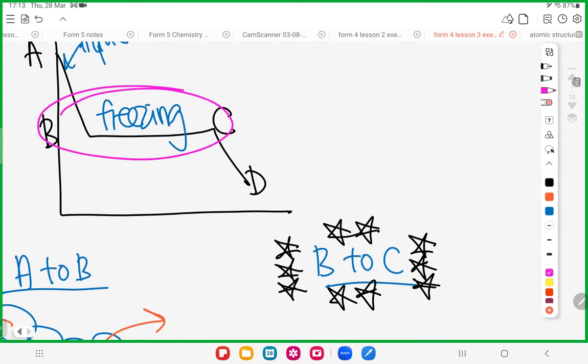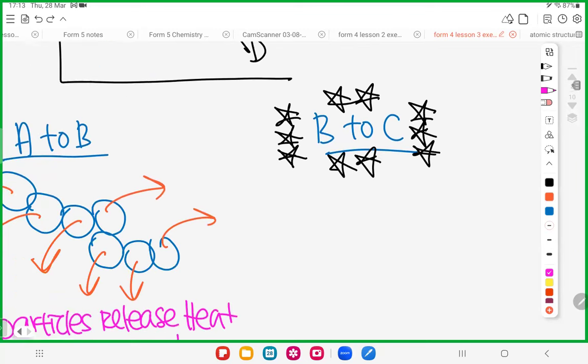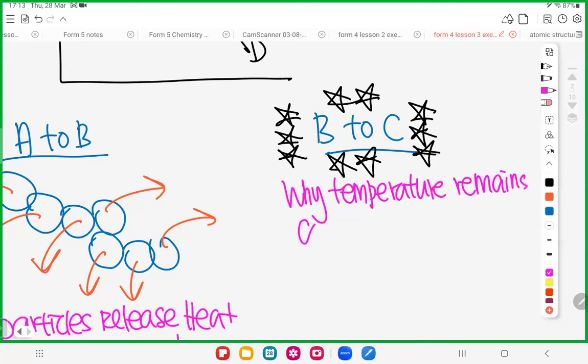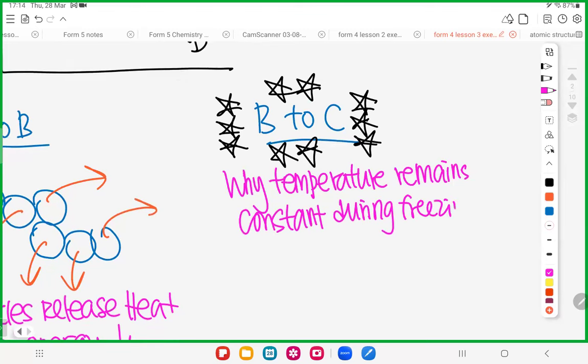Why did the temperature not change during the freezing process? Why is the temperature constant? They always ask why temperature remains constant during the freezing process. This is super popular in SPM. I'll prove it to you and show you some questions in a short while, but let us do this revision first.